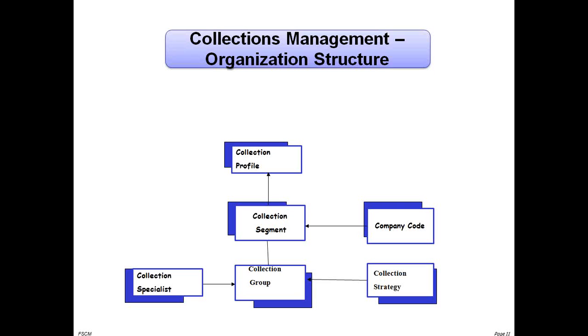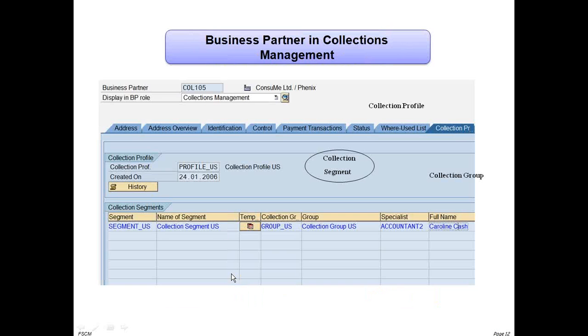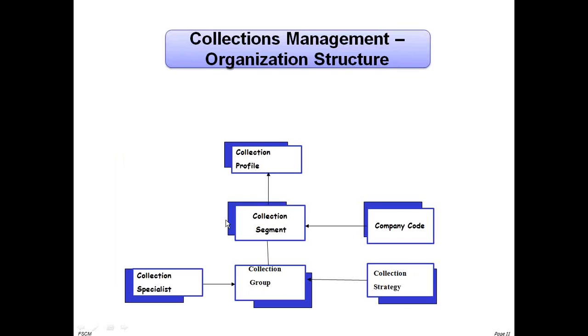How does the system know that a person called Mr. L from this collection group is going to contact a specific customer, a specific business partner? In the sense, there should be an interlink between collection group, collection segment and collection profile. What is the collection profile? Collection profile is the key element you are going to assign in the business partner master data. This is the outline of the collection management organization structure.